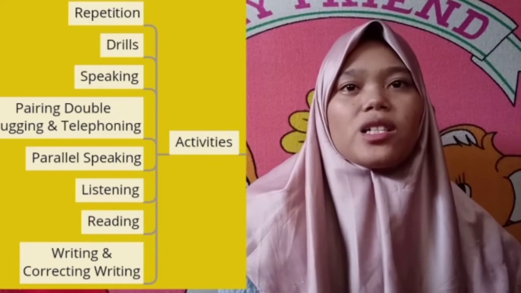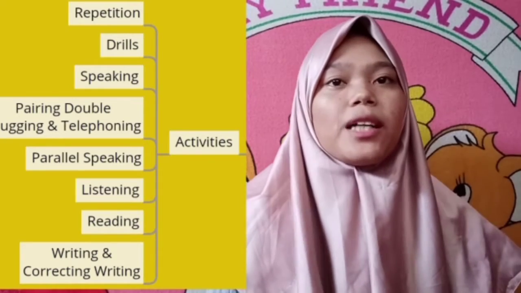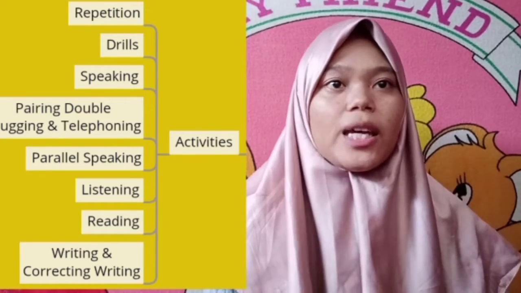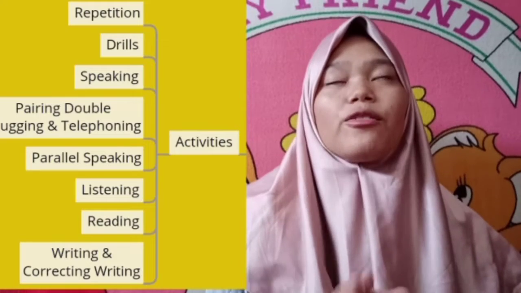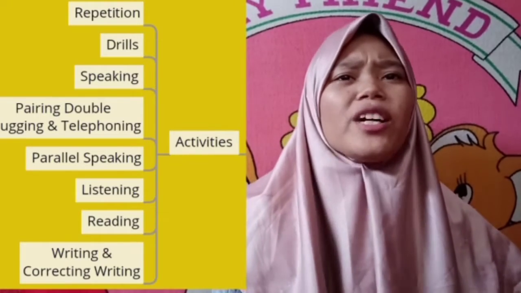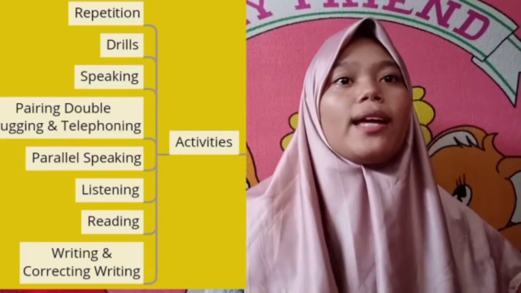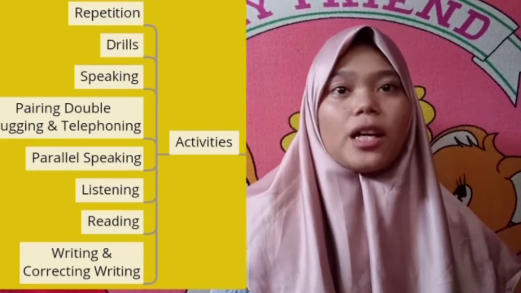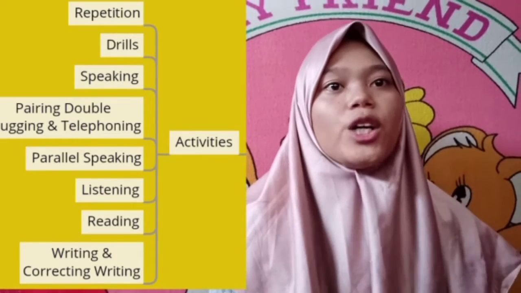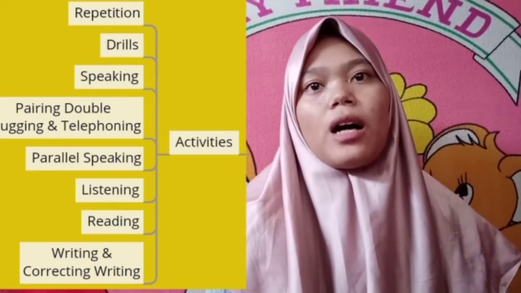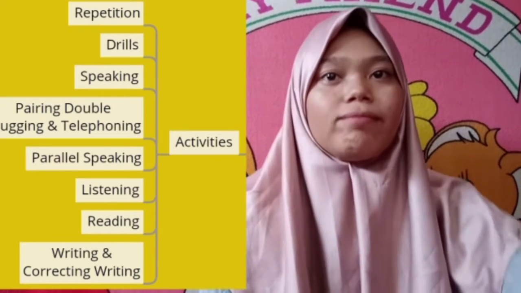Next is parallel speaking. From Adrian Underhill, here are two examples of parallel speaking, where students are encouraged to imitate the way the teacher says something, and because of the double track system, do so at the same time as the teacher is speaking.